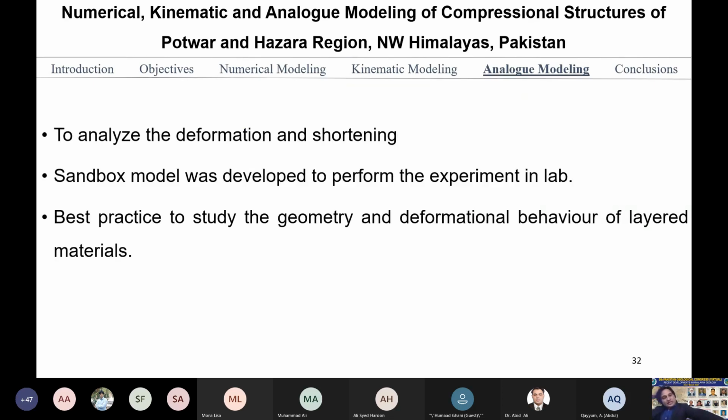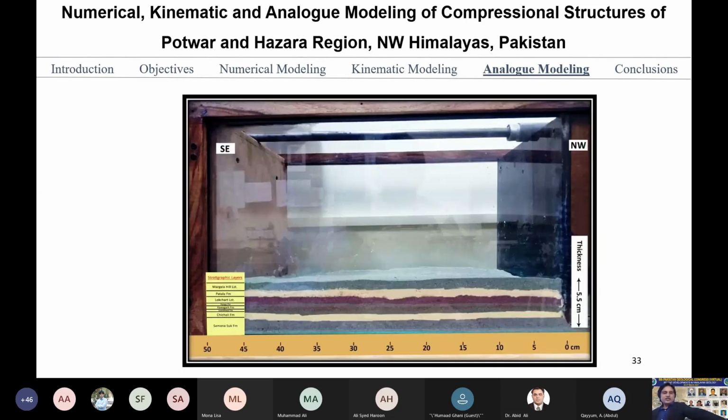So the objective is to analyze the deformation and shortening in the sand which is developed in the experimental lab. And by using these types of analog models, we can compare this with the real life strata, real life data, and then we can compare the results from experiments and the real natural results.